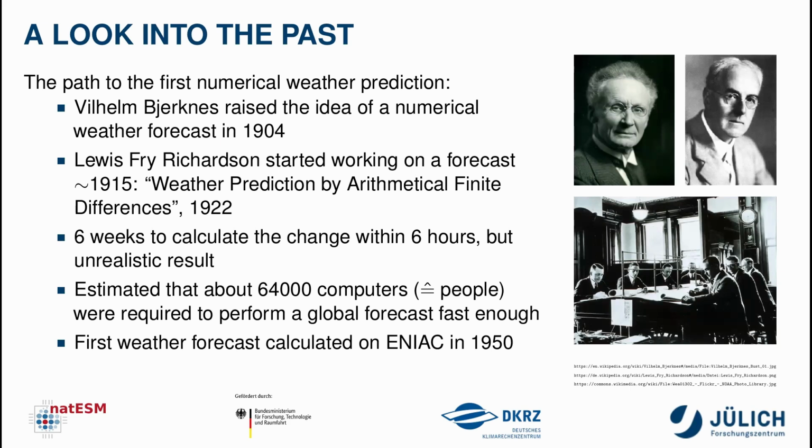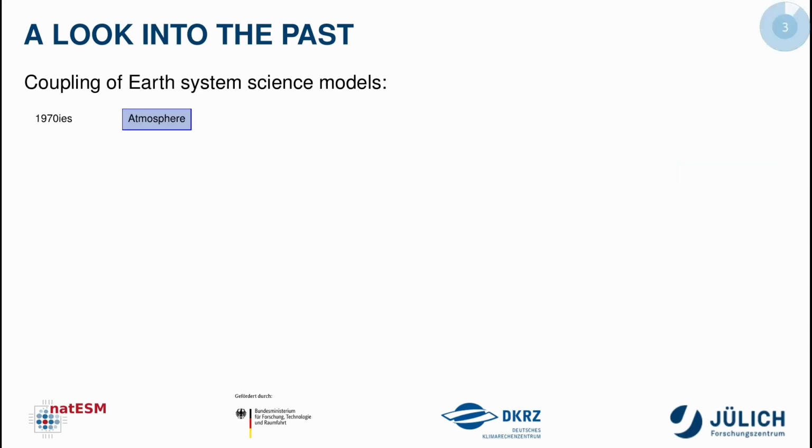So it took quite some more time, until 1946, when John von Neumann suggested using a computer to do a weather forecast. And then finally, the first weather forecast was calculated on an ENIAC machine in 1950. And then the developments started and took up some speed. In the 1970s, the atmospheric models were first developed.